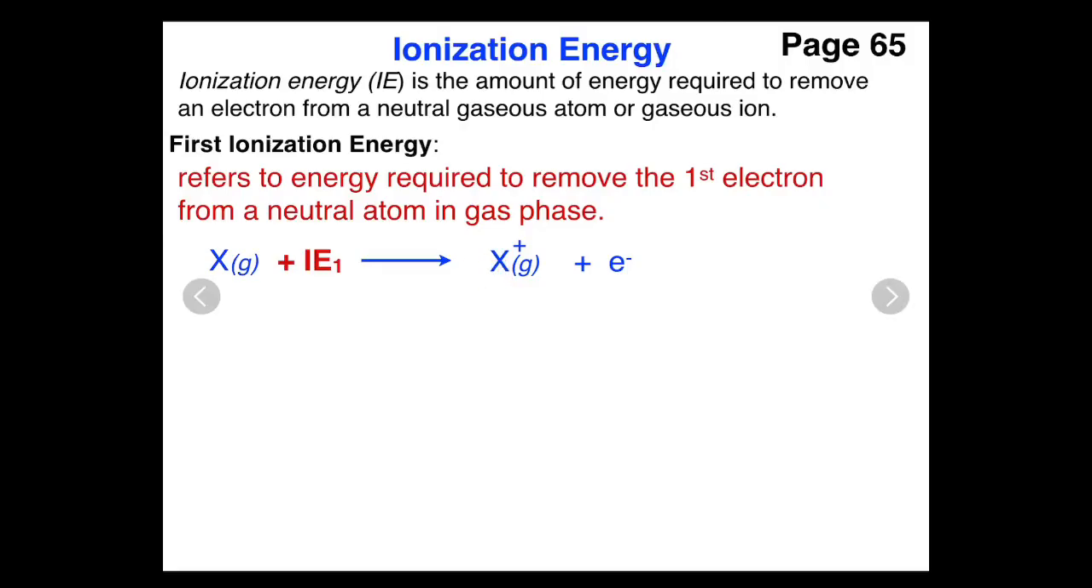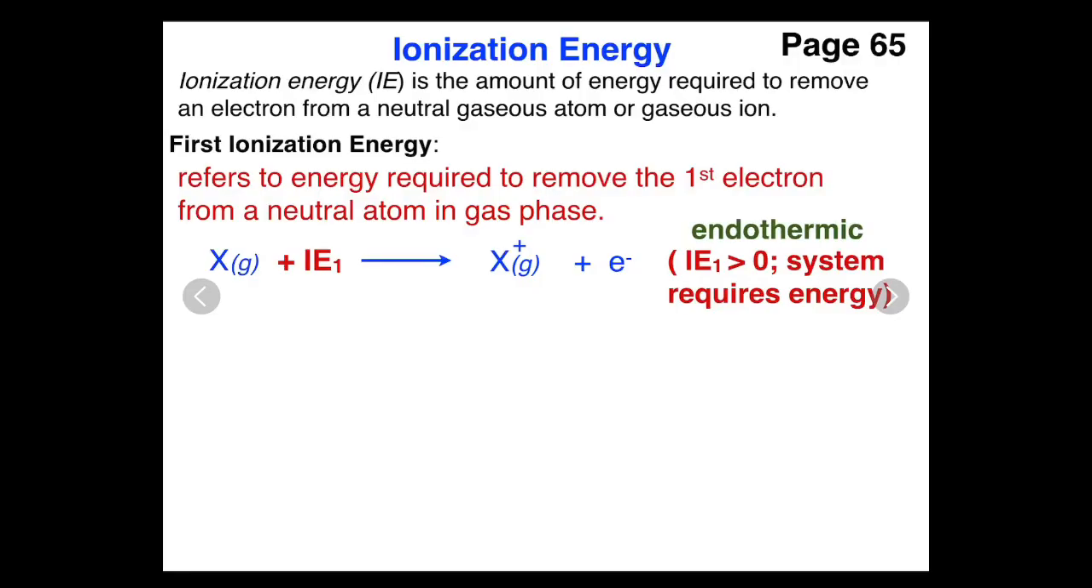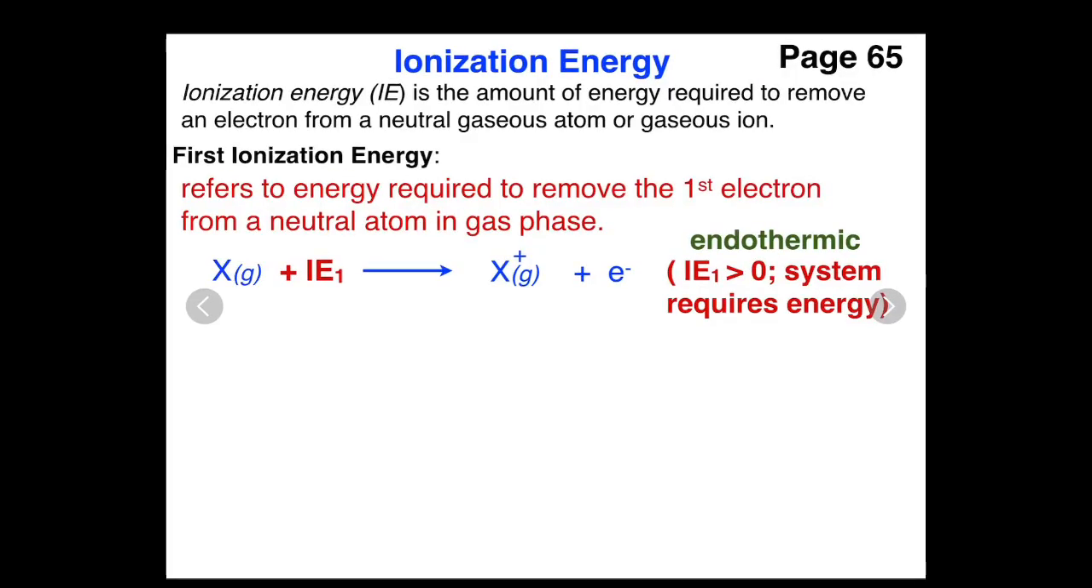Okay, this process is considered to be a process that requires energy. So the amount of the first ionization energy will come out to be positive, which indicates that the system requires energy. This process is called an endothermic process. The trend of the value of the ionization energy is determined by the size of an atom.